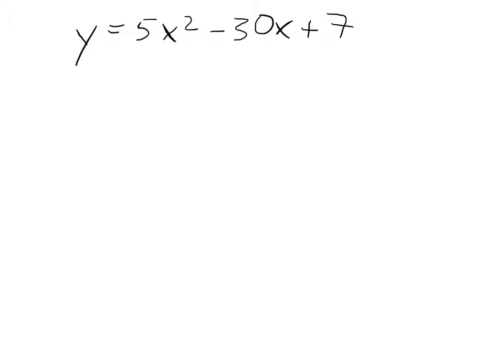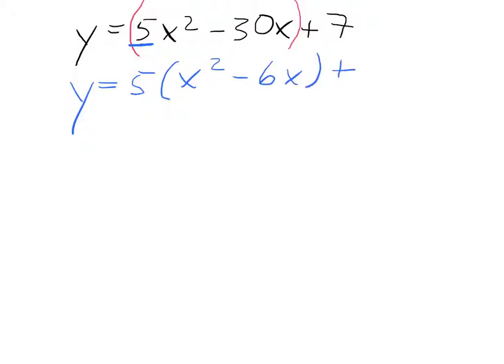the first thing that we have to consider is to make sure that we group the x terms together. That was step one. Step two now was to factor out that coefficient in front of the x squared. So our next step would be to factor it out. Then we're left in brackets with x squared minus 6x, and the plus 7 is still sitting around the outside.